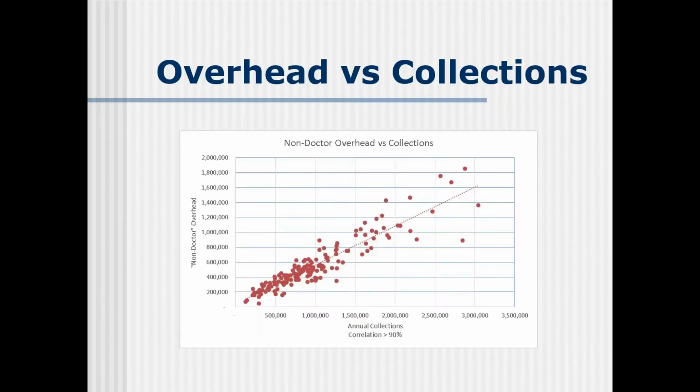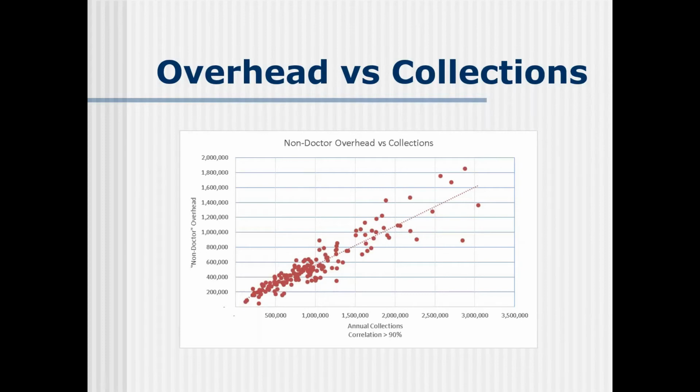The first thing I found very interesting, and this is actually the first time I graphed this information and got the correlation of the numbers. So basically, the x-axis is collections, and the y-axis is non-doctor overhead. All 155 data points are on there, and look how close those data points of collections and non-doctor overhead hug the trend line. This came out this year with a correlation of over 90%, which means that based on a practice's collections, overhead is 90% predictable. So that's pretty good.